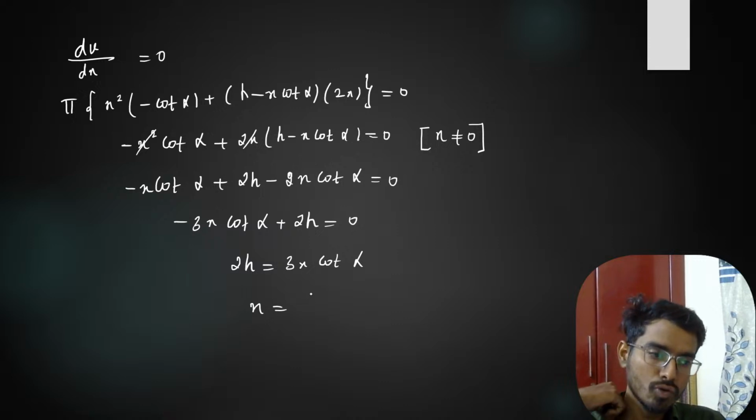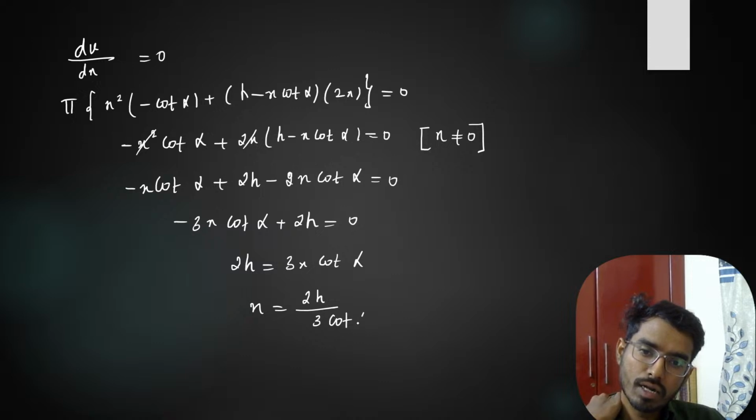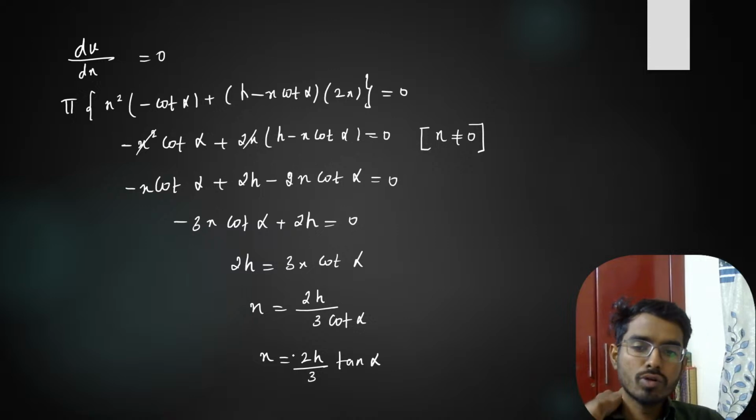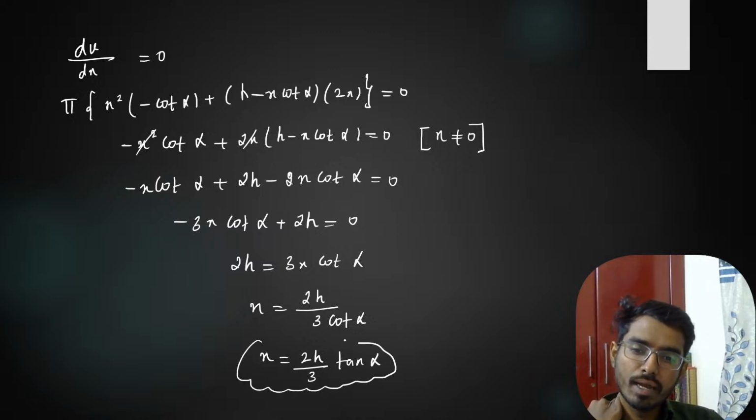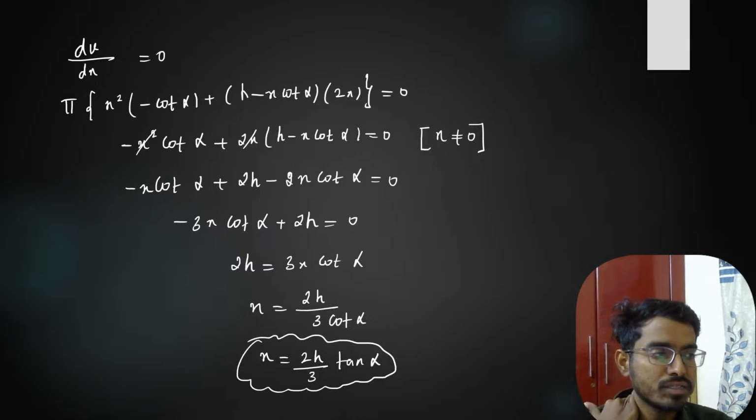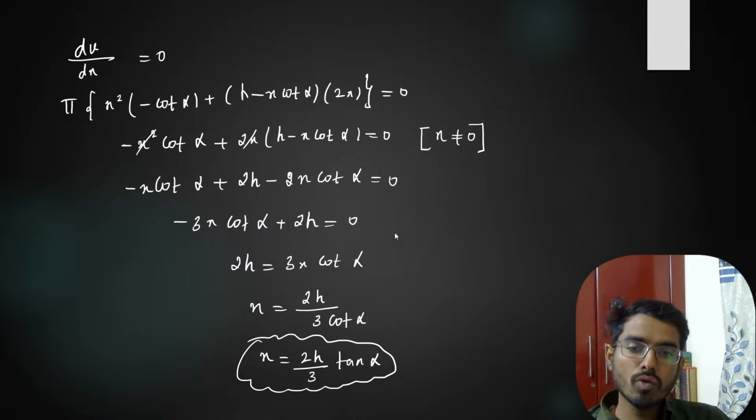So x is equal to 2h by 3 cot alpha, or x is equal to 2h by 3 tan alpha. So 2h by 3 is our critical point, right? x is not equal to 0. Critical points are x is equal to 0 and x is equal to 2h by 3 tan alpha. Now we need to show that at this point our cylinder is maximum.